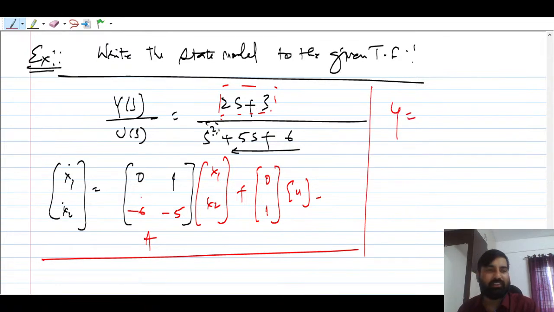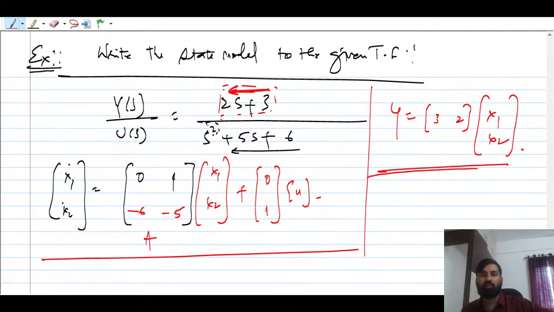Now what is the y matrix? I'm writing this for canonical form only. So y is going to be what? As it is, you have to take the values, going from the lowest power: s to the power 0, s to the power 1, and write like this, 3 2. So getting the state model from the transfer function is also very simple. It's an important case that you have to understand.